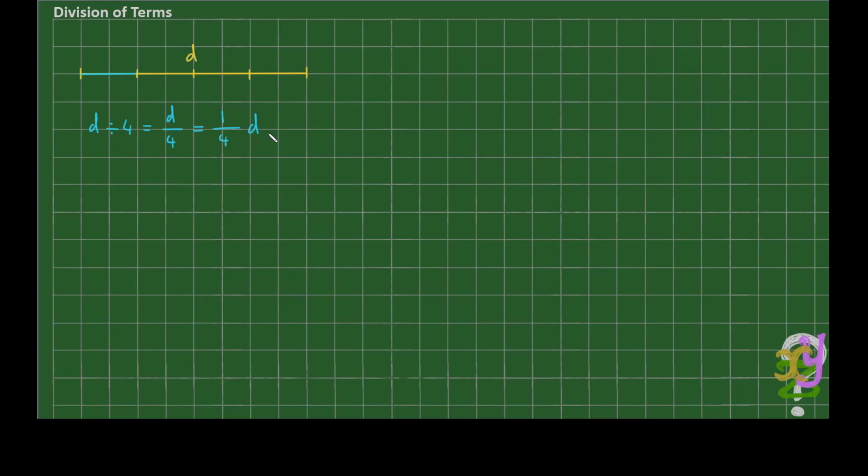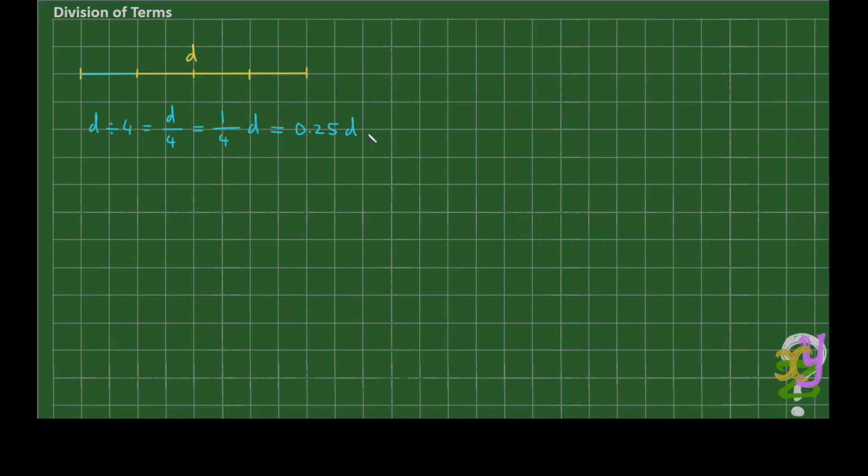And that kind of makes sense. Essentially, I'm saying that the blue section is a quarter of the entire yellow section. Pardon me, yellow line. And if I did not like fractions, I could convert the fraction into a decimal. 1 over 4 or 1 divided by 4 is the same as 0.25, so I would have 0.25d. So, an unknown variable can be divided by a constant.